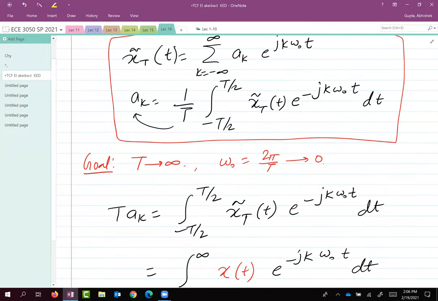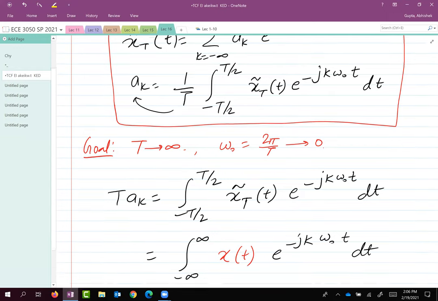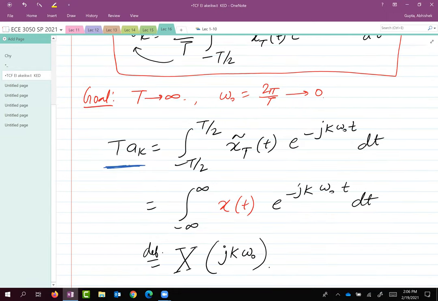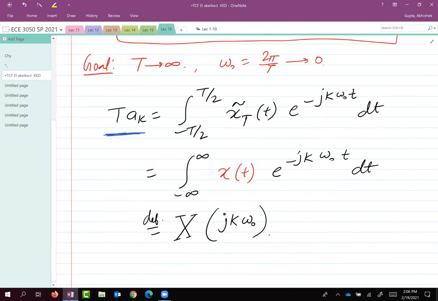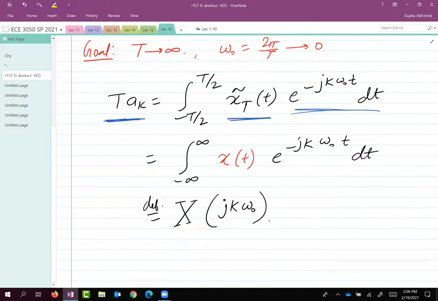So let's go back to the synthesis equation or analysis equation. I see that if I let capital T go to infinity, we'll have an integral on the right side, and then we'll have 1 over T. So I don't quite know what exactly this is going to converge to. So I'm going to move T to the other side and look at T multiplied by a_k. That turns out to be just the integral from minus T over 2 to T over 2 of x tilde of t, the usual way to compute the Fourier coefficient, times e raised to minus j k omega naught t.